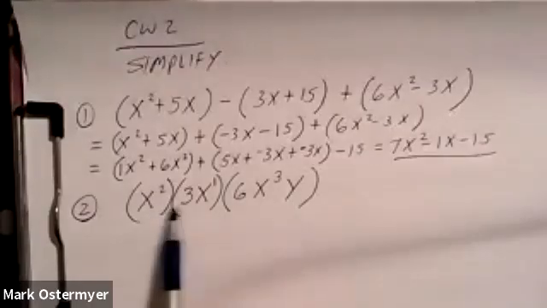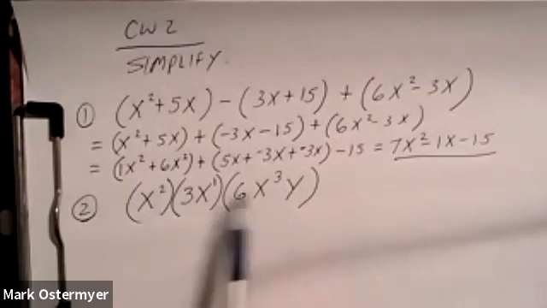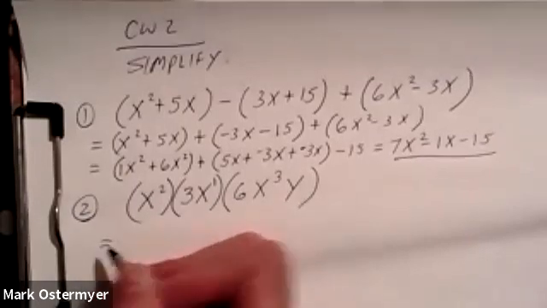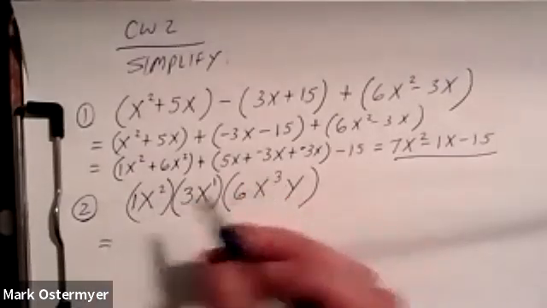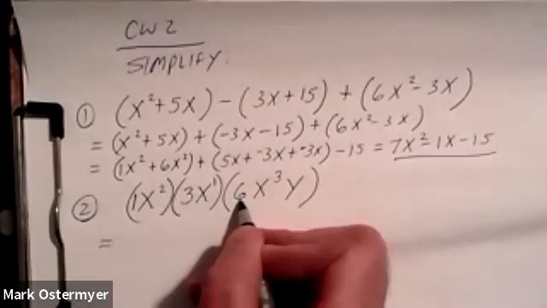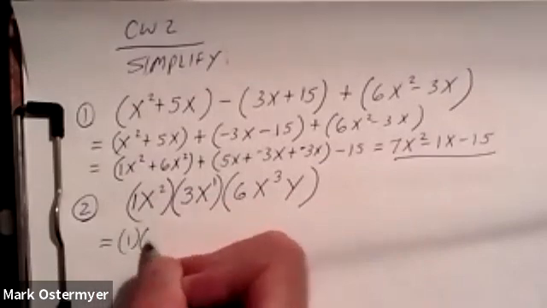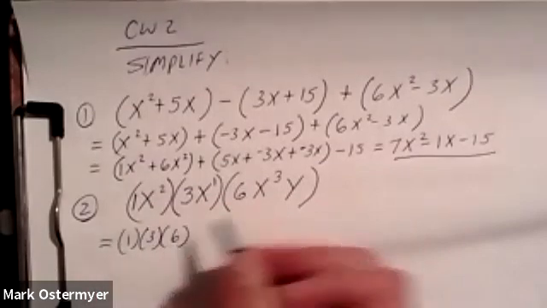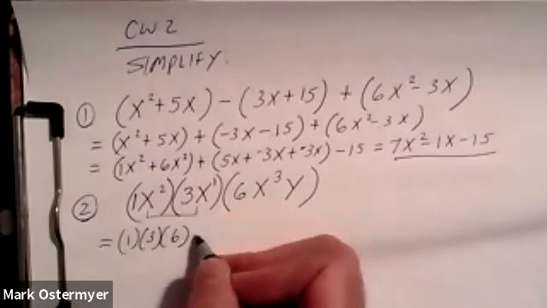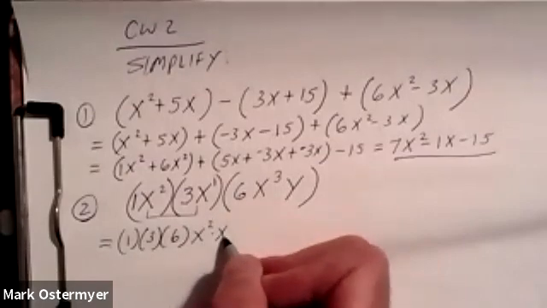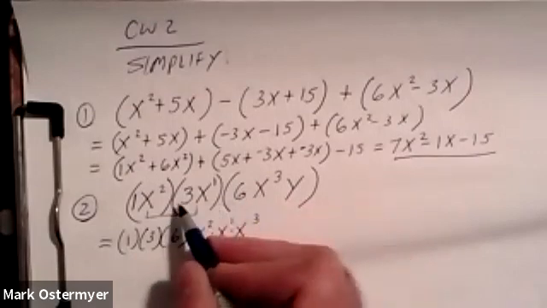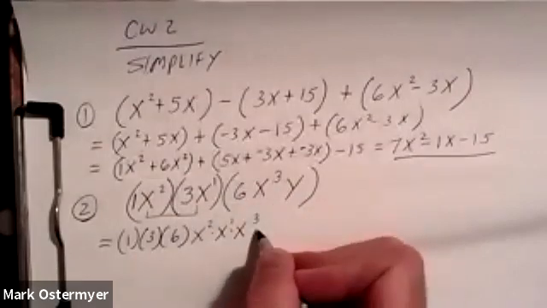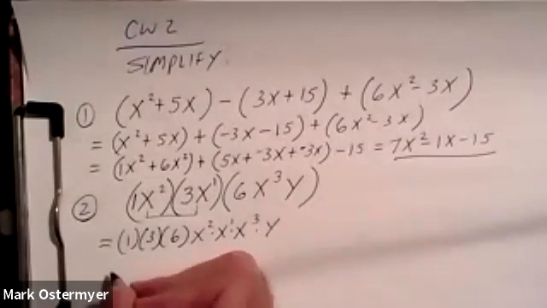Now down here, we're doing something entirely different. Here, we're not adding or subtracting polynomials. We're multiplying three monomials together. And we've seen a couple days ago that when you do so, you can multiply their coefficients together, so 1 times 3 times 6. And then you multiply like bases together: x squared times x to the first power times x to the third power. And this y has nothing else to multiply by, so you just bring it along as a factor.